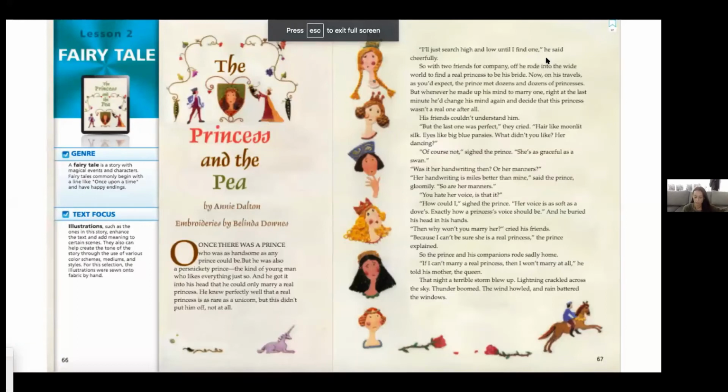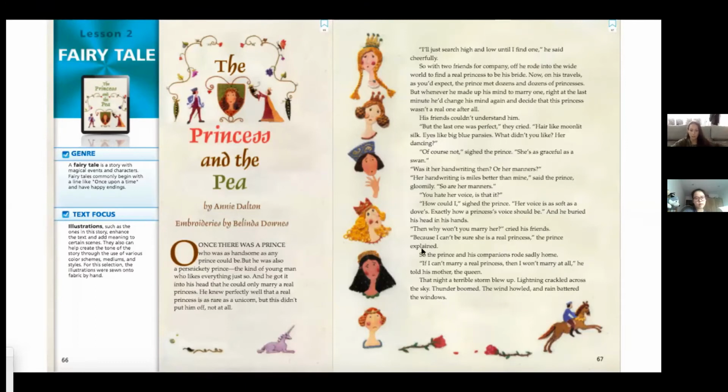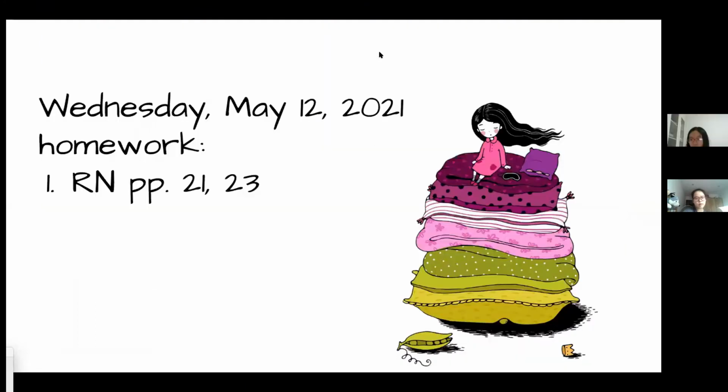So let's get our Journeys books out, please. I'm going to ask a few questions about the story. So if you have your Journeys books, get them out. Did everyone read this story already? Who can tell me a brief summary of the story? What happened in this story? Maggie, what happened in this story?